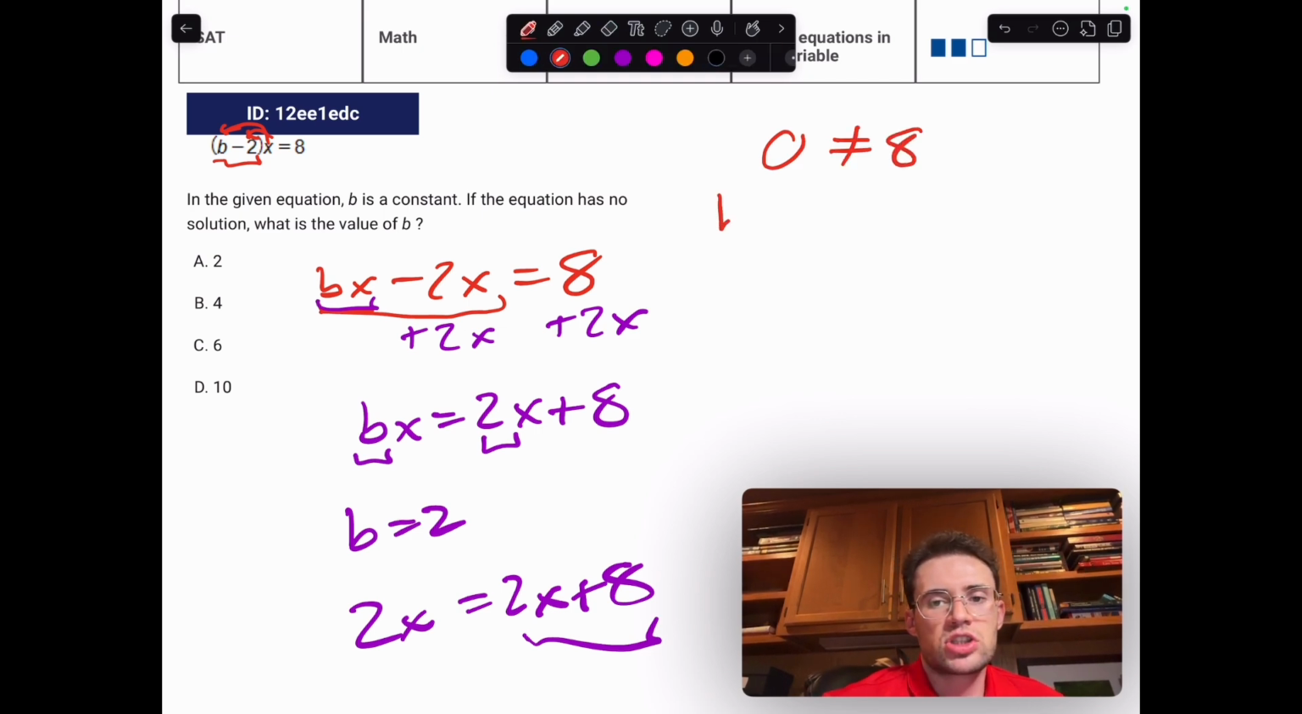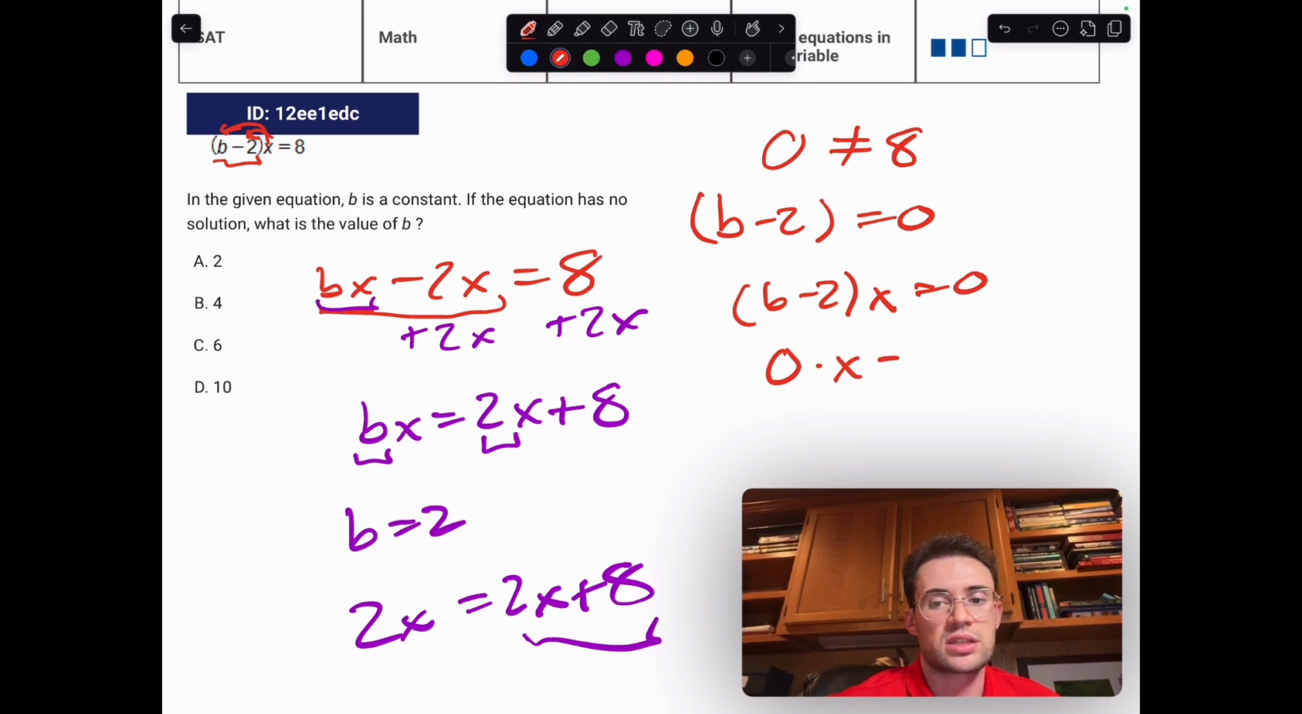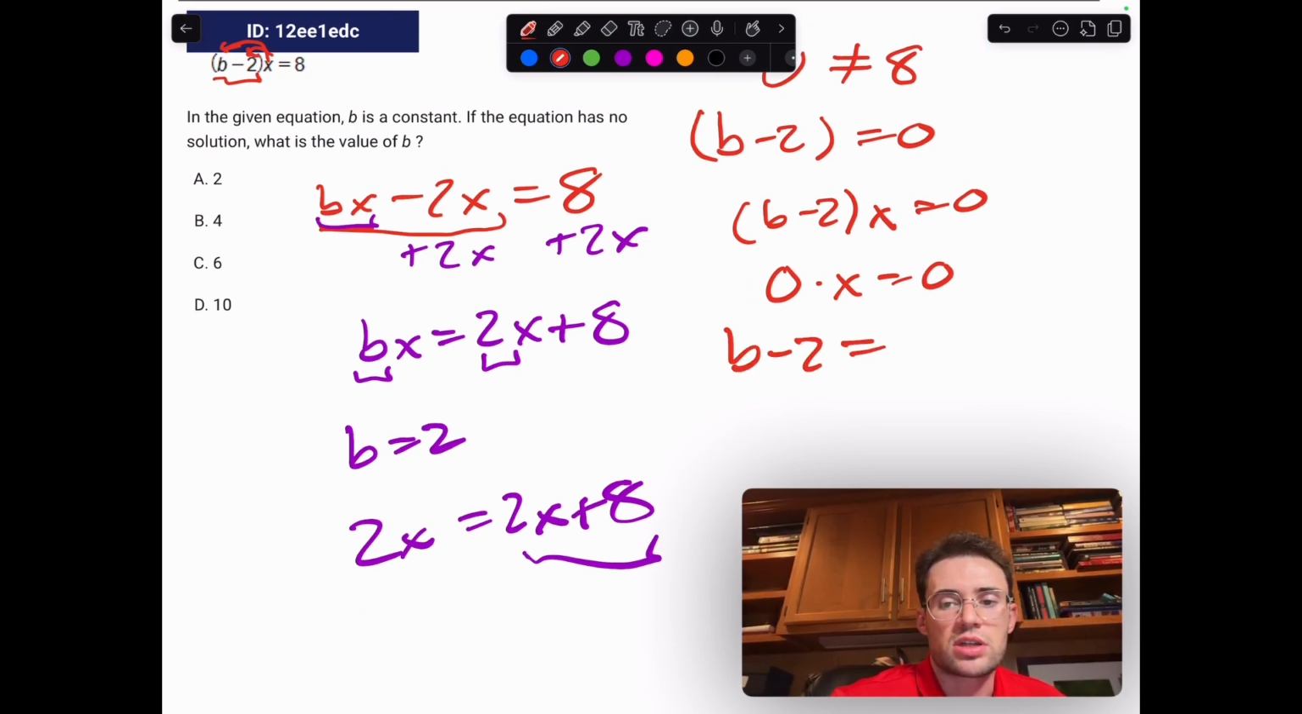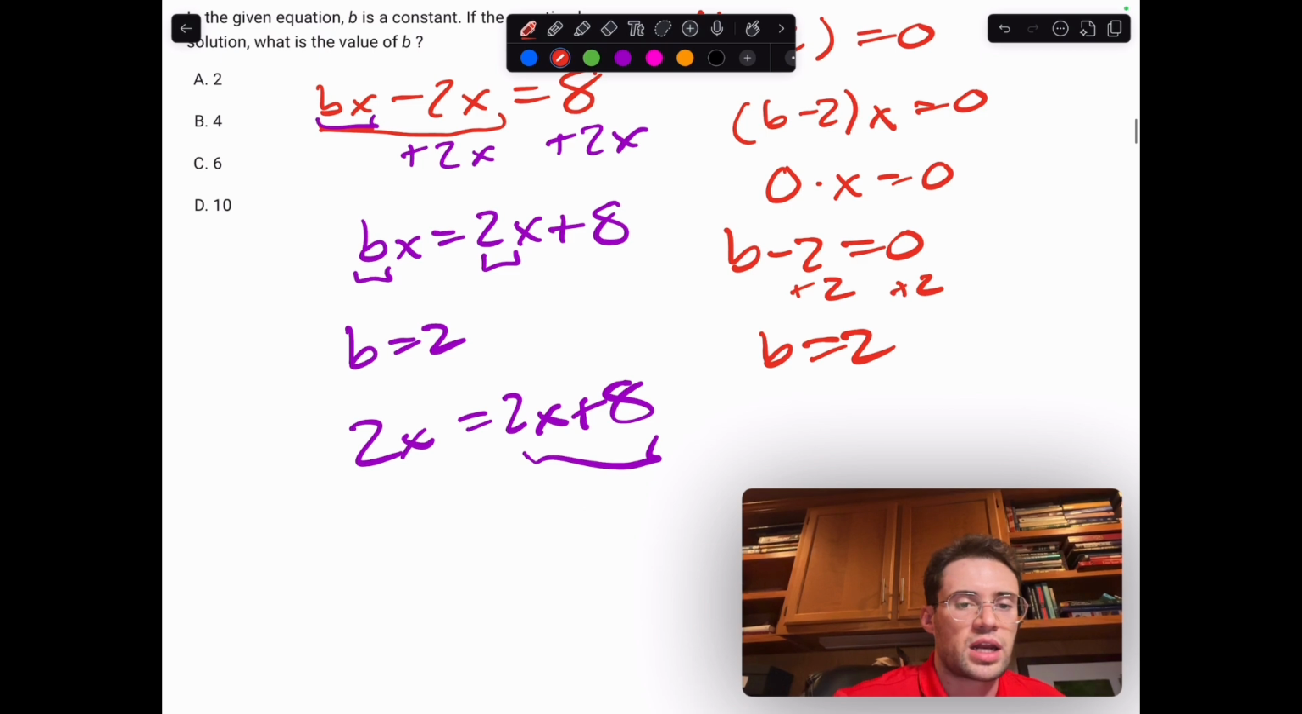So if b minus 2 equals 0, then that would mean that b minus 2 times x would be 0, because that's 0 times x equals 0. So you could just figure out when is b minus 2 equal to 0, and then just add 2 to both sides. That would mean b is equal to 2. So either way, you're getting that b is 2.